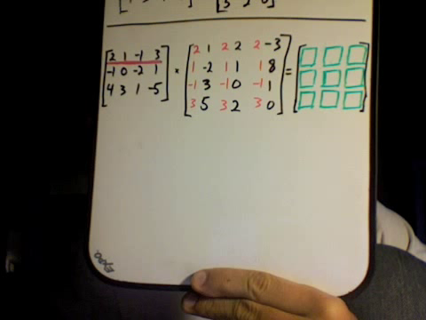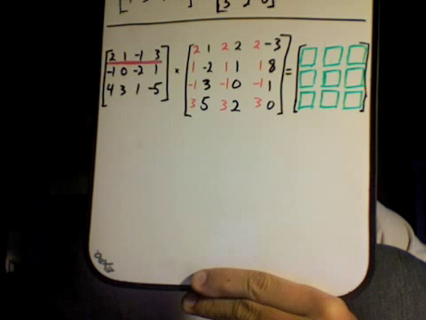And now, of course, what we're going to do is multiply the 2 times the 1 times the negative 2, the negative 1 times the 3 times the 5, and then we're going to add all of those together. And then we're going to repeat this process in the other 2 columns.